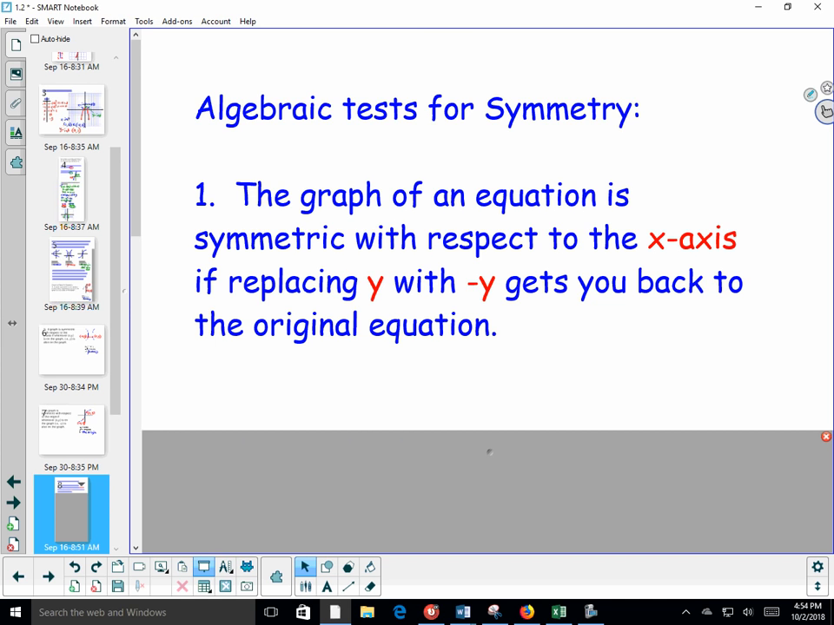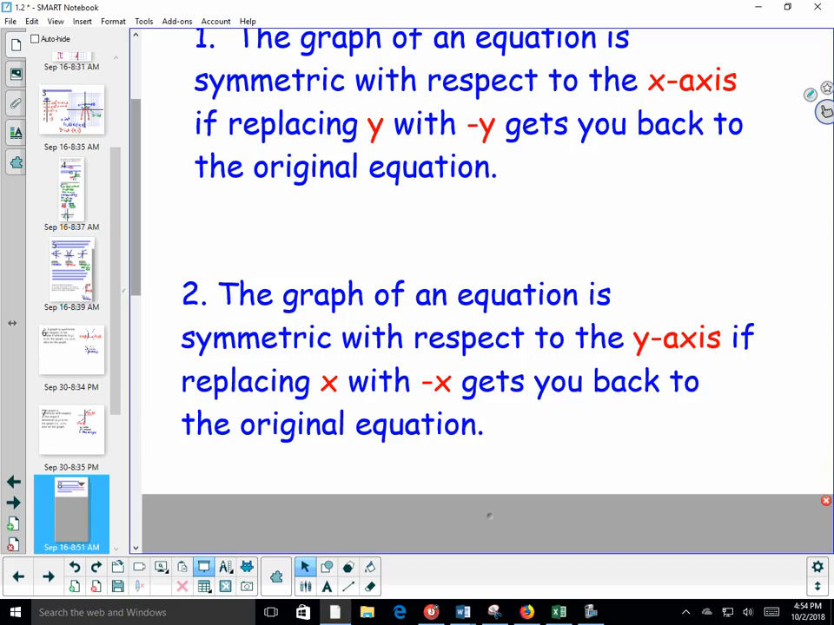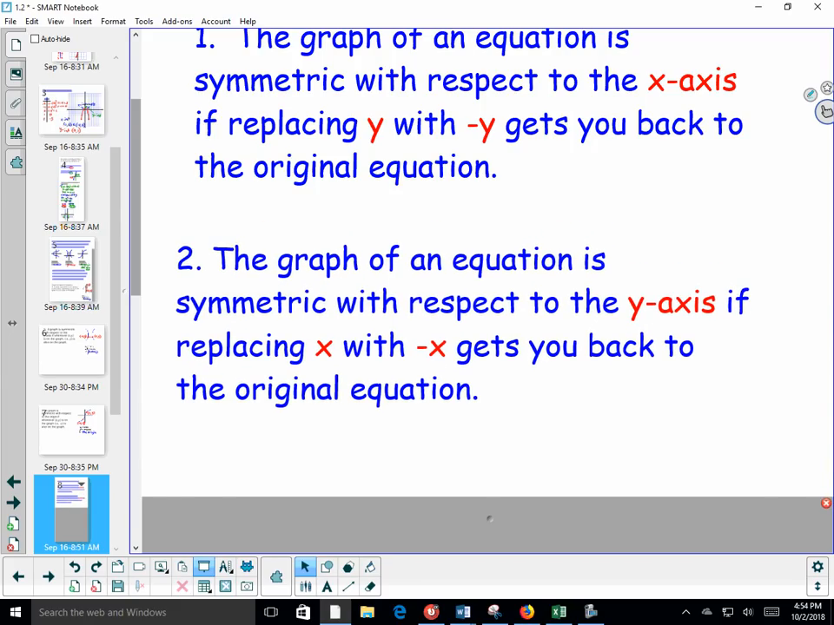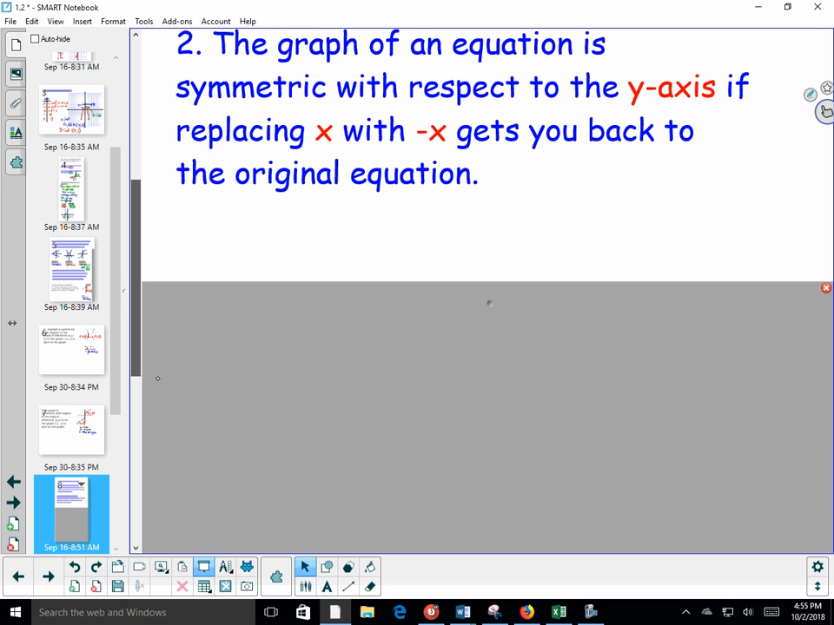All right, so I'm going to have some examples of this in just a minute, but let's take a look at the next part of this algebraic test for symmetry. The graph of an equation is symmetric with respect to the y-axis if replacing x with negative x gets you back to the original equation. So that's how you can tell whether you have y-axis symmetry. You plug in negative x and you simplify and you see if you get back to the original equation. If you do, the graph has symmetry with respect to the y-axis.